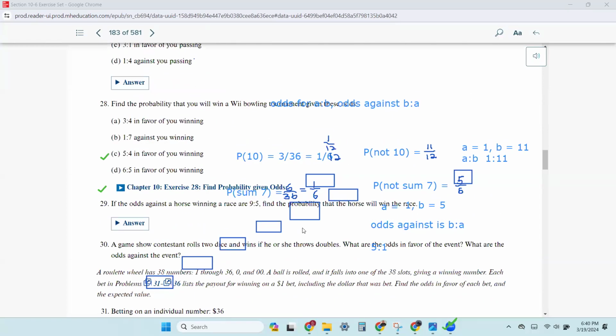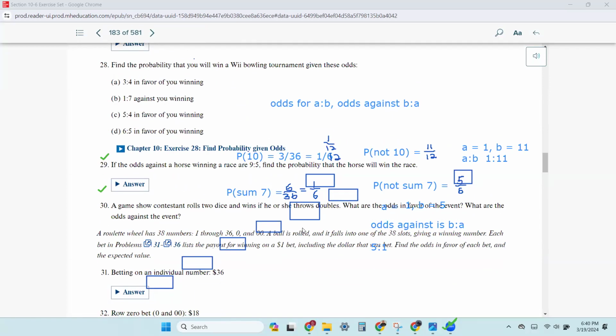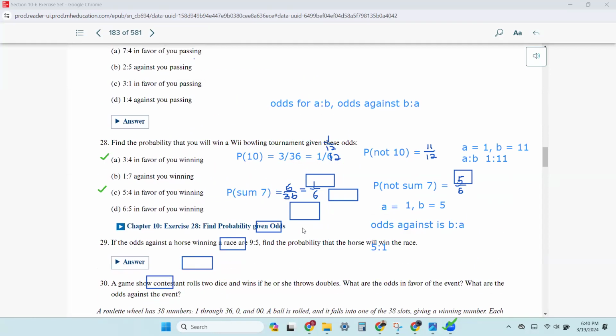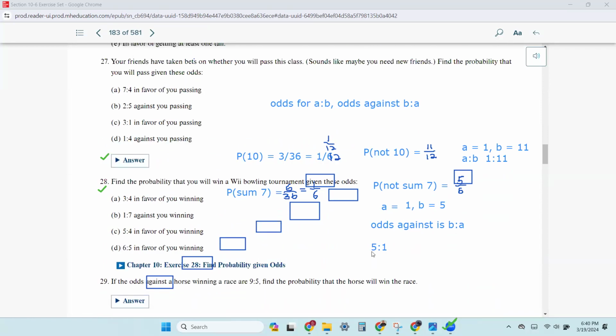Is it 1 to 5? 5 to 1. If it were odds in favor, it would be 1 to 5. Where do we get the 5 from? 1 from 6 is 5. Because the 1/6 and the 5/6 add up to 6/6, which is 1. Not 7. Okay, got it. It's against, so flip it and subtract.